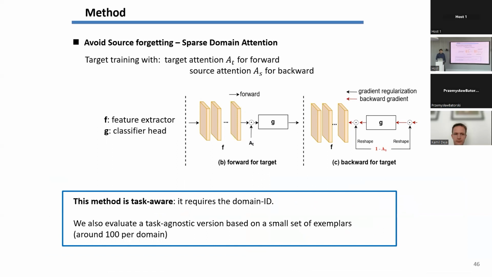The drawback is that this is task aware. So at inference time, you have to say use this mask, the source mask or the target mask. But if you use a small set of exemplars, you can make a classifier with as few as 100, as we saw, which automatically chooses the mask.